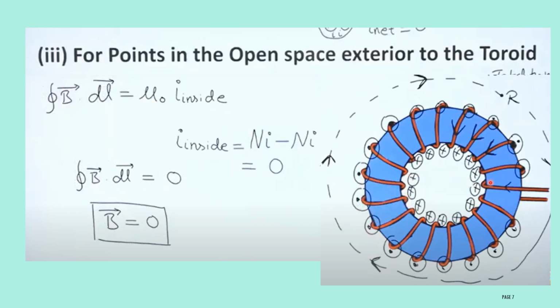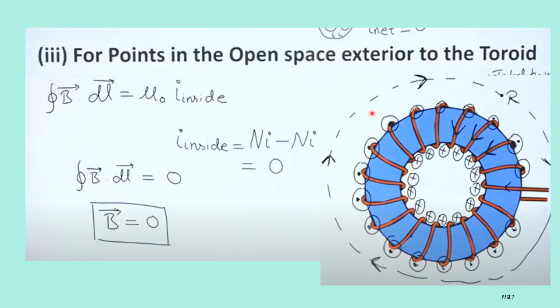Then it will move like this, then it will go out. It is indicated by a dot. It indicates the current is going outside. Here in this case, the net current will be 0, because the amount of current entering the toroid will be equal to the amount of current going out of the toroid.